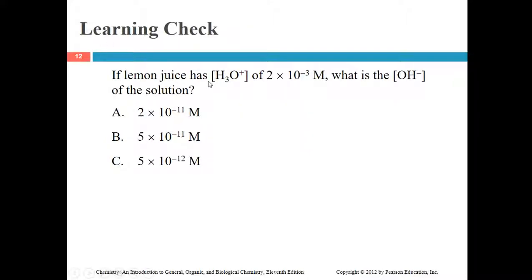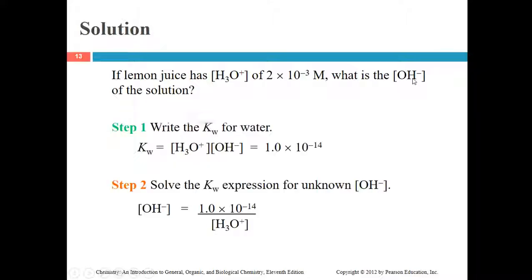If lemon juice has a hydronium ion concentration of 2 times 10 to the negative 3 molar, what is the hydroxide ion concentration of the solution? Press pause and see if you can do this problem. So the first step is we're going to write the ionization constant for water. Our hydronium ion concentration times our hydroxide ion concentration equals 1.0 times 10 to the negative 14.